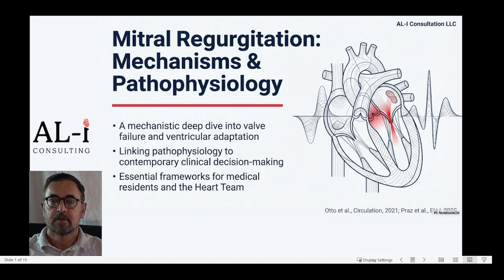Hello. Today we're discussing a complex topic, mitral regurgitation. In this syndrome, blood flows backwards from the left ventricle to the left atrium during systole.